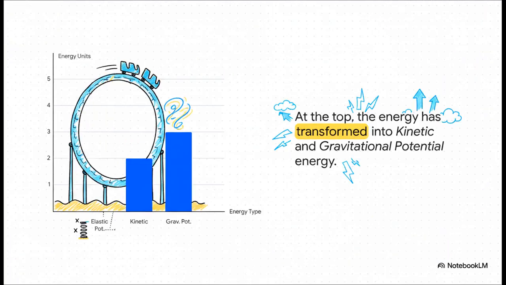Okay, now fast forward to the final state. The cart's at the very top of the loop. The spring isn't compressed anymore, so that elastic energy is down to 0, but the cart is moving, so it's got kinetic energy, we'll say 2 units, and it's high off the ground, so it has gravitational potential energy, 3 units worth. Now what's 2 plus 3? It's 5! Look at that! The total energy is still 5 units. It didn't disappear, it just transformed.